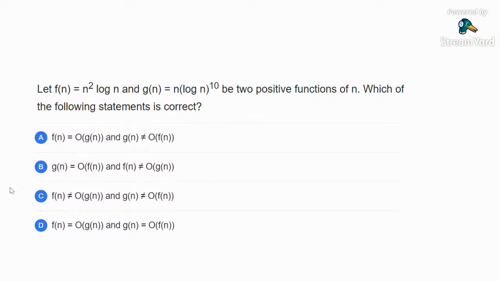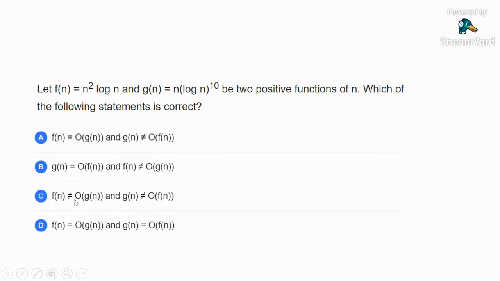Now see the second one. What is the second one saying? G of n is order of f of n. G of n is smaller, f of n is larger. So g of n is order of f of n, that is correct. And f of n is not order of g of n, that is also correct. So option B is correct.